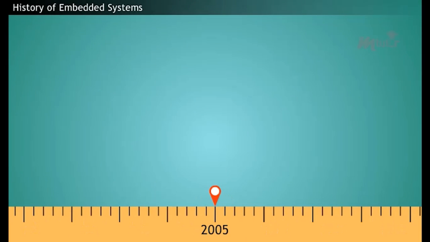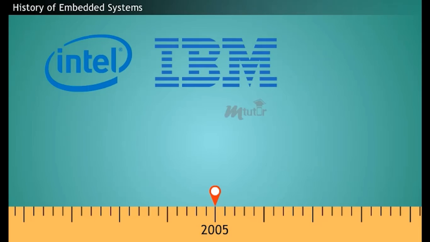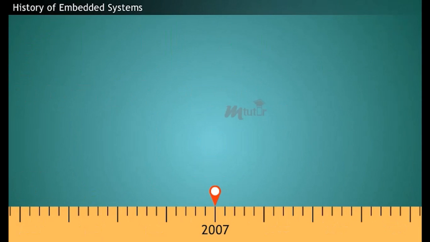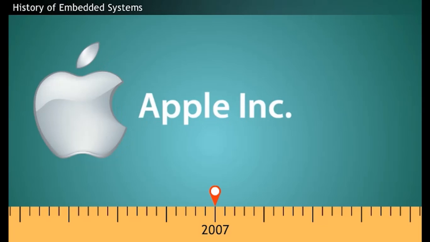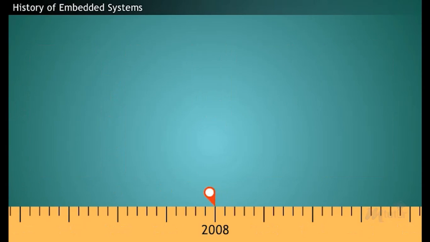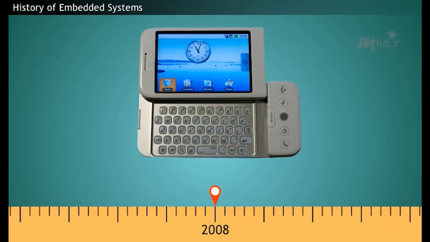In 2005, the multi-billion-dollar companies Intel, IBM, and AMD released their first multi-core processors. And by the year 2007, the reputed American multinational technology company Apple released its first iPhone. Following the Apple iPhone, in 2008 the first Android phone was launched and the Android code became an open source OS.